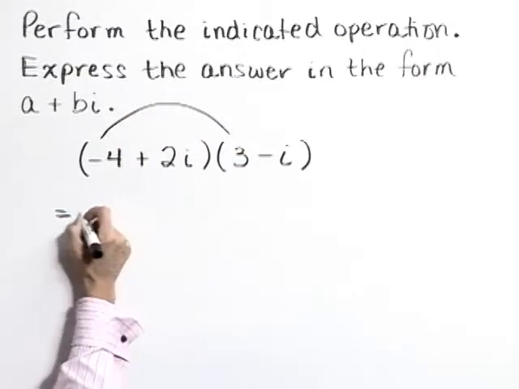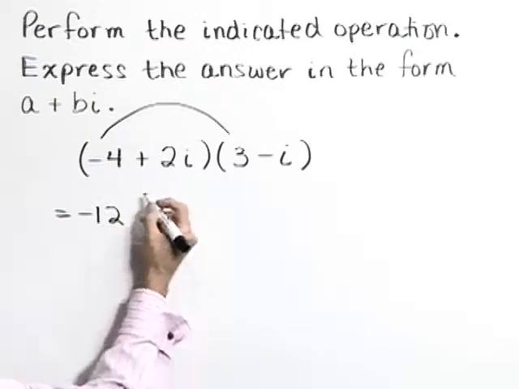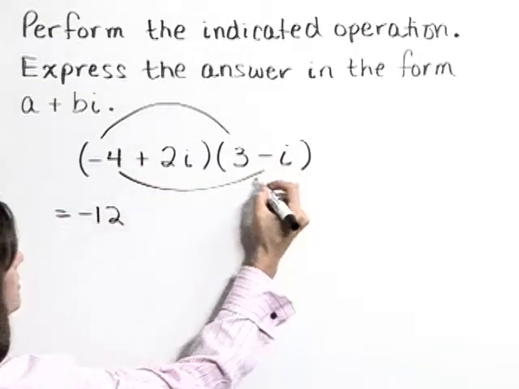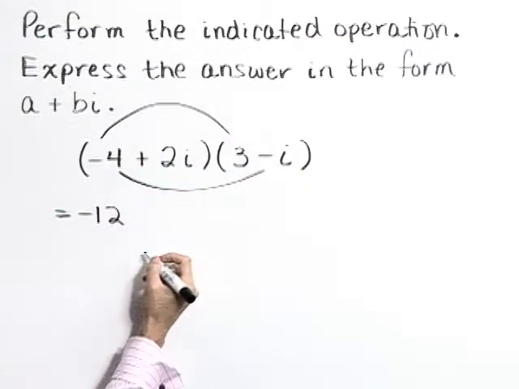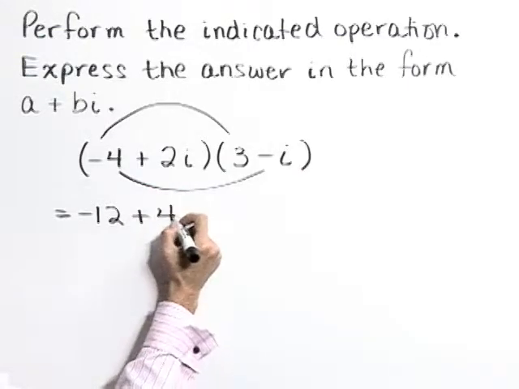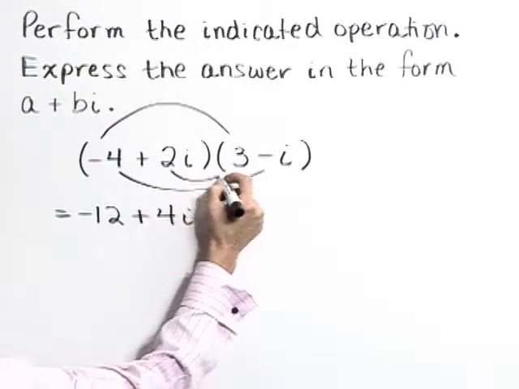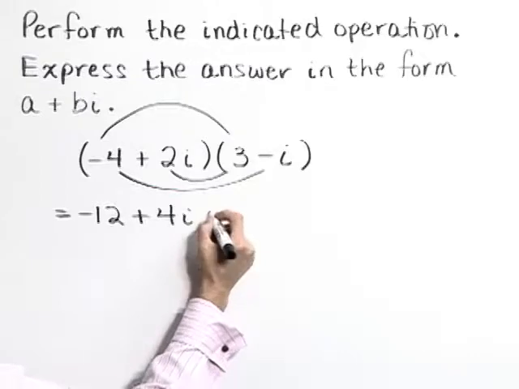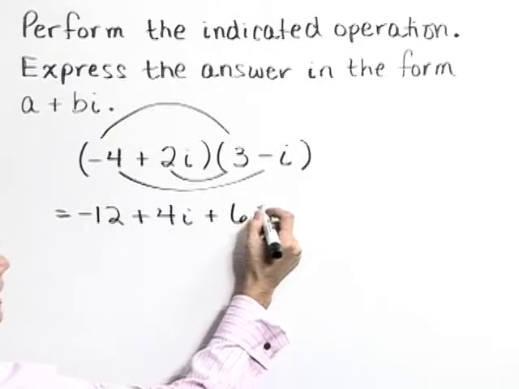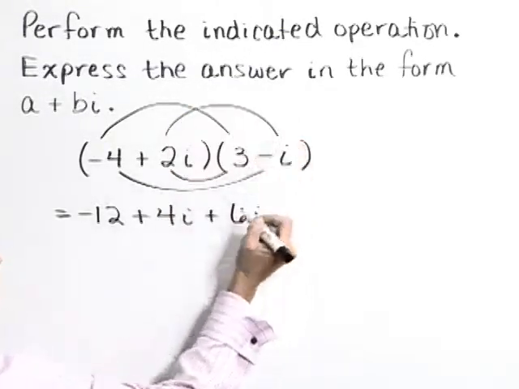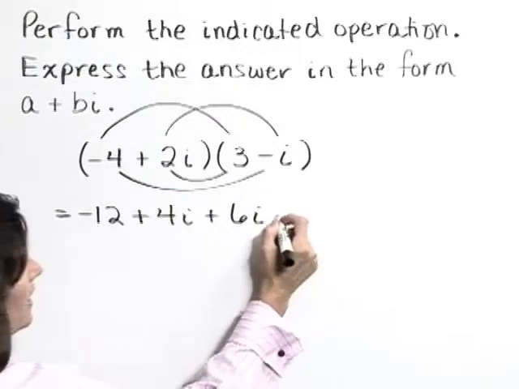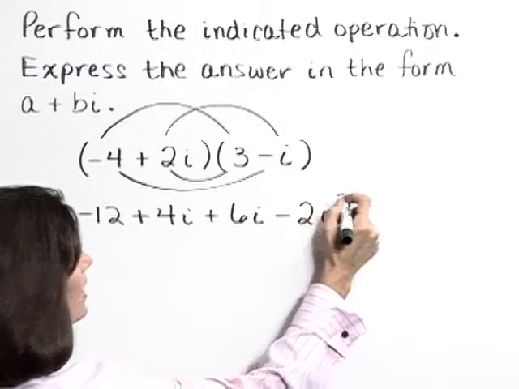Negative 4 times 3 is a negative 12. Multiply your outer terms. Negative 4 times a negative i is a positive 4i. Your inner product, 2i times 3, is plus 6i. And lastly, 2i times negative i is a negative 2i squared.